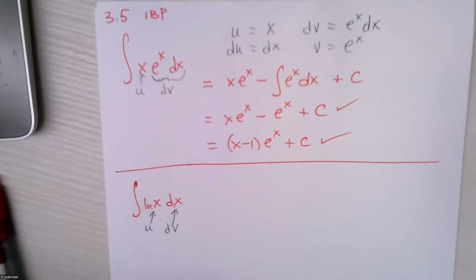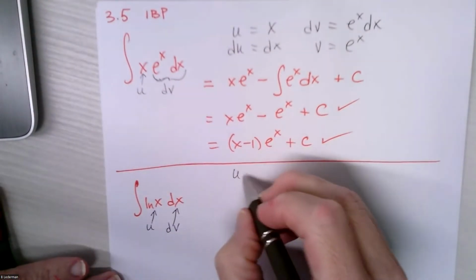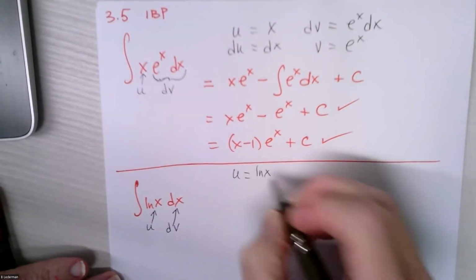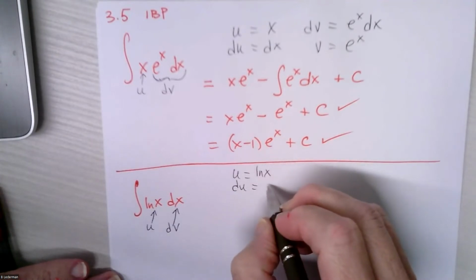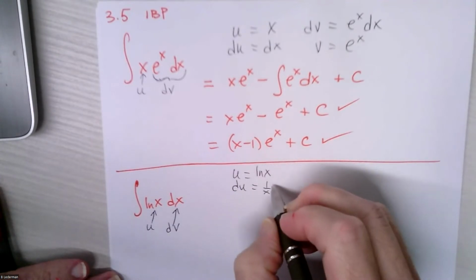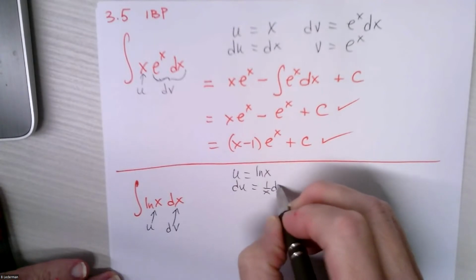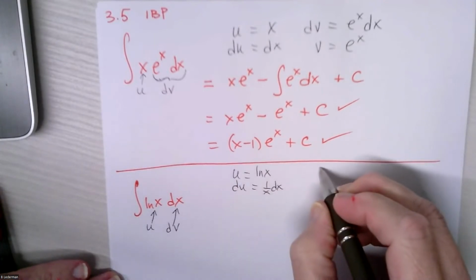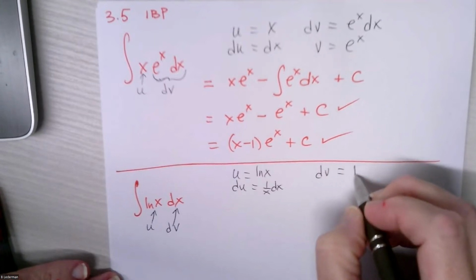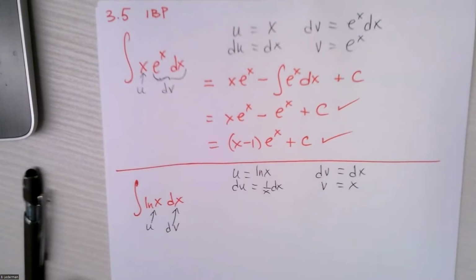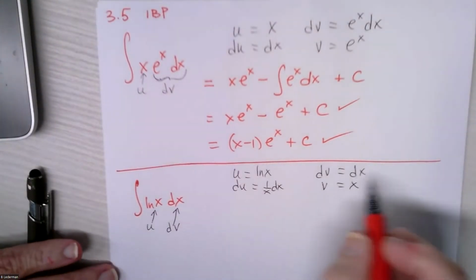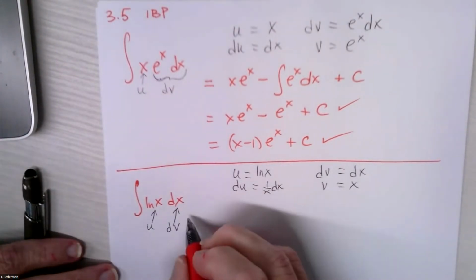So if u equals ln x, then du equals 1 over x dx. And if dv equals dx, then v equals x.